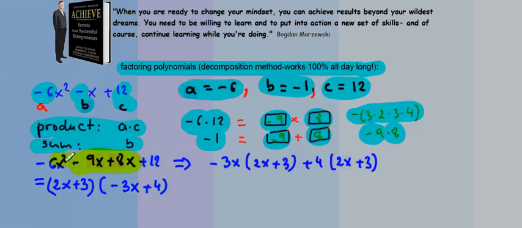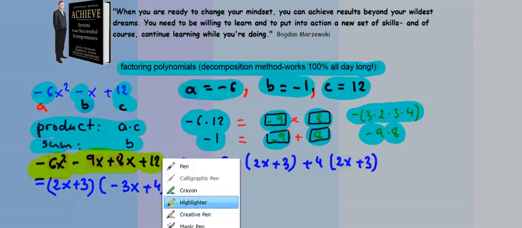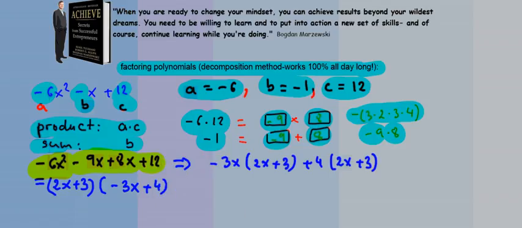So copy the first term, negative 6x squared. Instead of negative 1x, you insert negative 9 plus 8, copy 12. And then you will follow with the following step. Group them in two groups of 2 in no particular order. So this is why negative 6x squared and negative 9x as the first group, the second would be positive 8x and 12. And start factoring common factor from each group. So this is why negative 3x from the first group. And inside you have 2x plus 3.